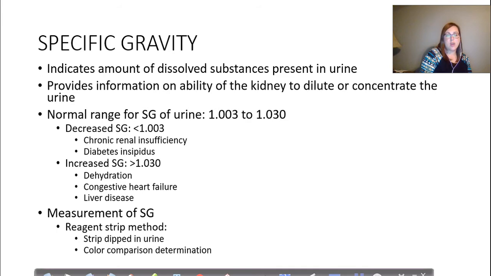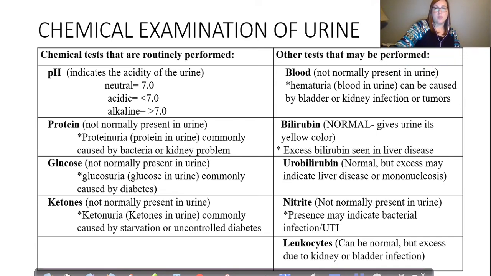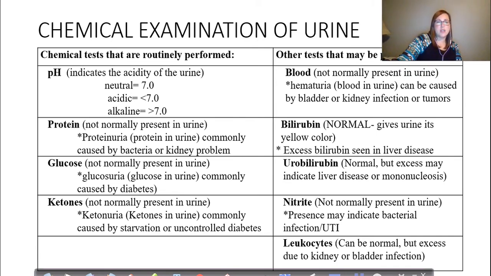You measure specific gravity by a reagent strip. So the strip is dipped into the urine, and then you use a color comparison chart to determine the level of specific gravity. So chemical tests that are routinely performed. Usually we find out about pH, which tells if the urine is acidic, so it's less than 7, or if it's alkaline, which is over 7. Neutral is 7.